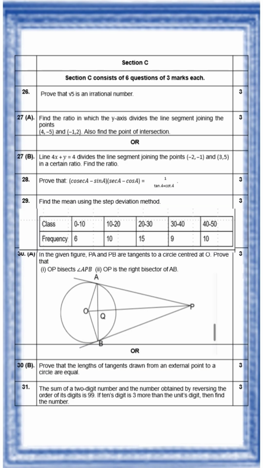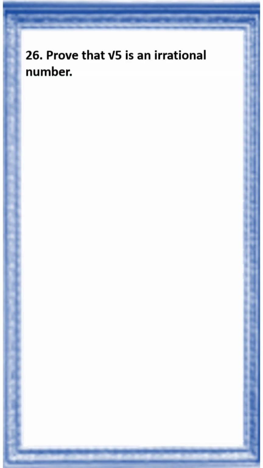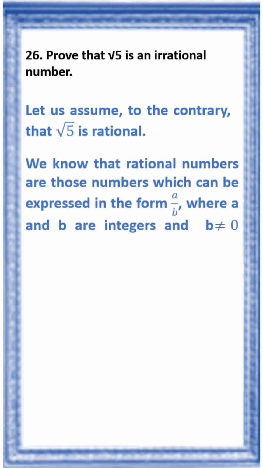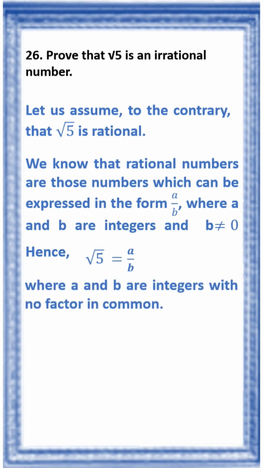Let us now solve the questions of section C, which consists of 6 questions of 3 marks each. Now let us solve 26th question. Prove that root 5 is an irrational number. Let us assume to the contrary that root 5 is rational. We know that rational numbers are those numbers which can be expressed in the form of a by b, where a and b are integers and b is not equal to 0. Hence, root 5 is equal to a upon b, where a and b are integers with no factors in common, means they are co-prime.